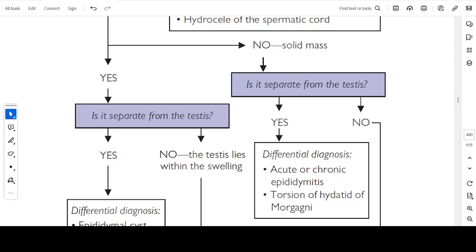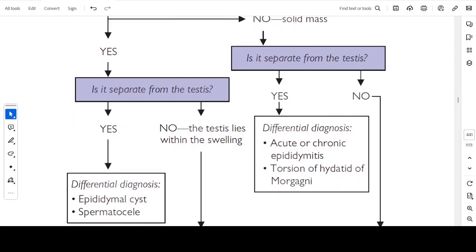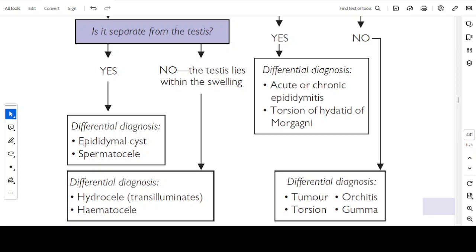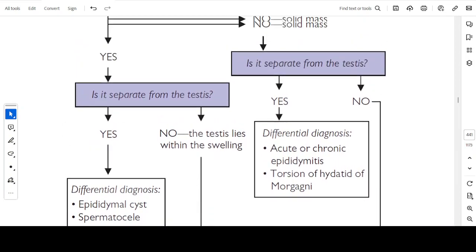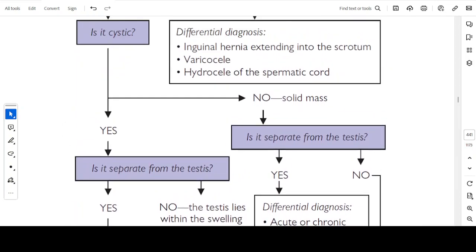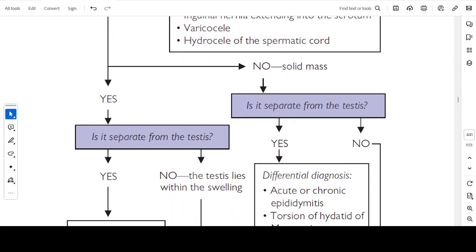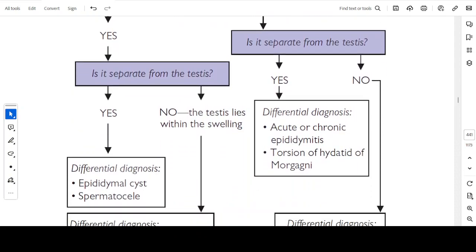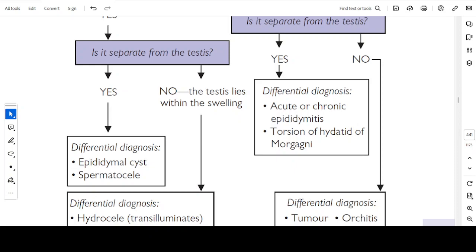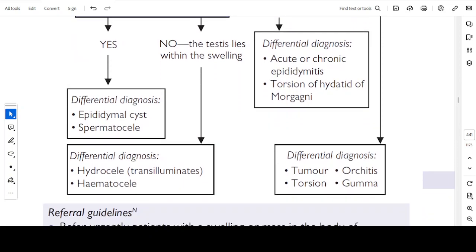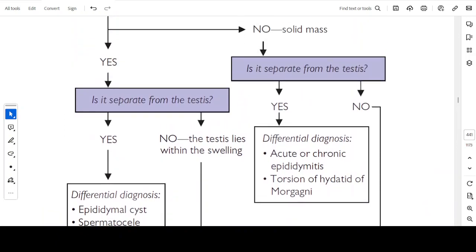In case it is not separate from the testis, the testis lies within the swelling. The differential diagnosis could be hydrocele if it transilluminates, or hematocele if it does not transilluminate. In case it is not a cystic mass but a solid mass, is it separate from the testis? If yes, then differential diagnoses could be acute or chronic epididymitis, or torsion of the hydatid of Morgagni. If it is not separate from the testis, then it could be a tumor, orchitis, torsion of the testis, or a gumma.